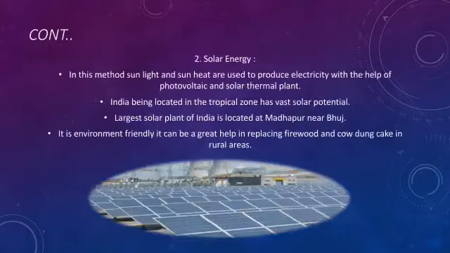Number 2, solar energy. In this method, sunlight and sun heat are used to produce electricity with the help of photovoltaic and solar thermal plants. India, being located in the tropical zone, has vast solar potential. The largest solar plant of India is located at Madhapur near Bhuj. It is environment friendly. It can be a great help in replacing firewood and cow dung cake in rural areas of India, or villages of India.